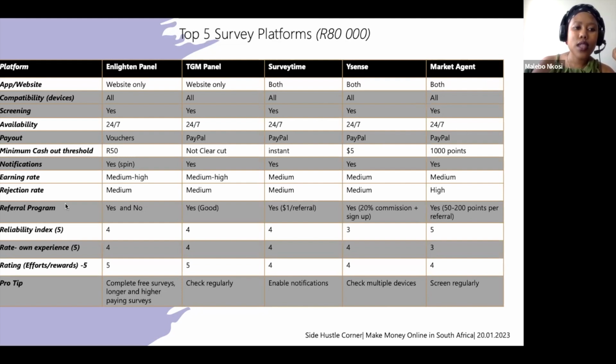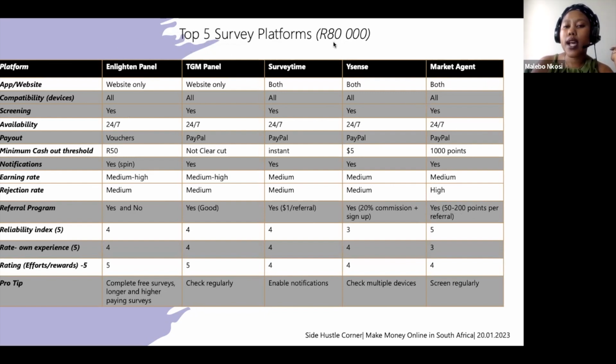Then what else is there that is different? Rejection rate. So I used to also track the rejection rate. I'll say that for Enlighten Panel, for me it used to be medium, and the one that was high in my experience was Market Agent, right, where I'd get rejected for almost all of the surveys. But as I said, my experience and your experience are going to be different.